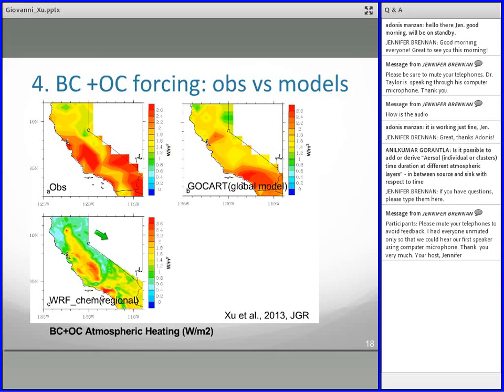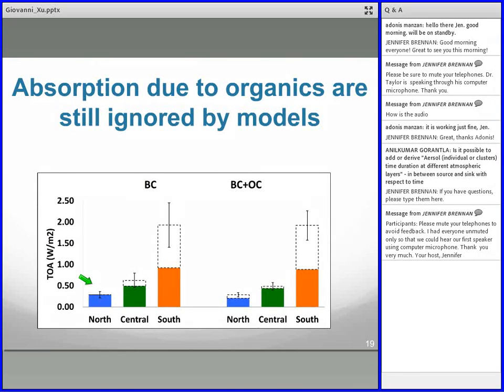But the thing that we care about as climate scientists is the radiative forcing magnitude. And here, the worrying part is both models are underestimating the radiative forcing to some extent, even after we adjust the emission factor in the WRF regional chemistry model. So we argue that organic absorption is something that models should improve on, and this has huge climate implications.